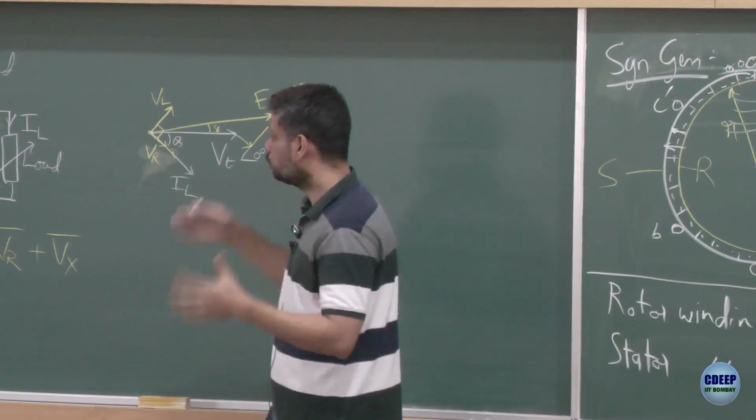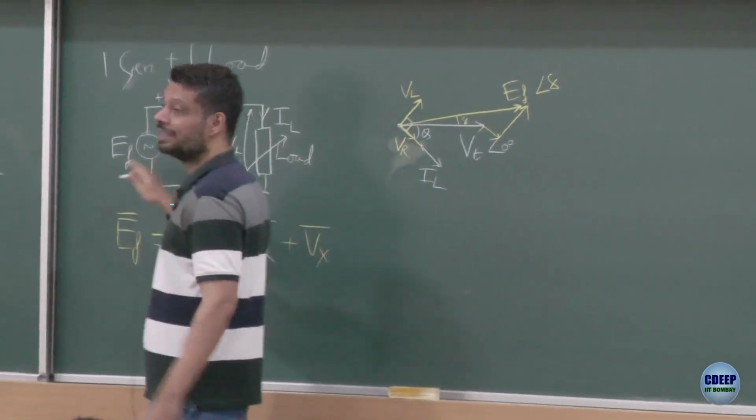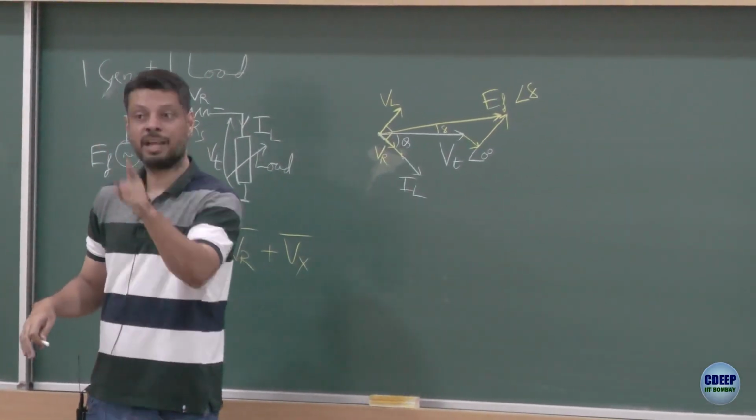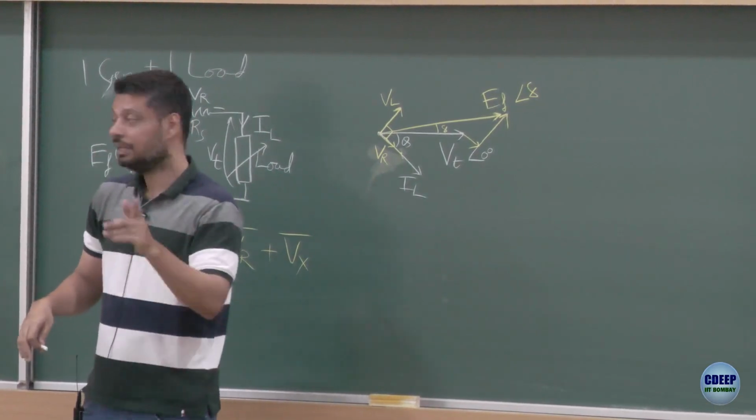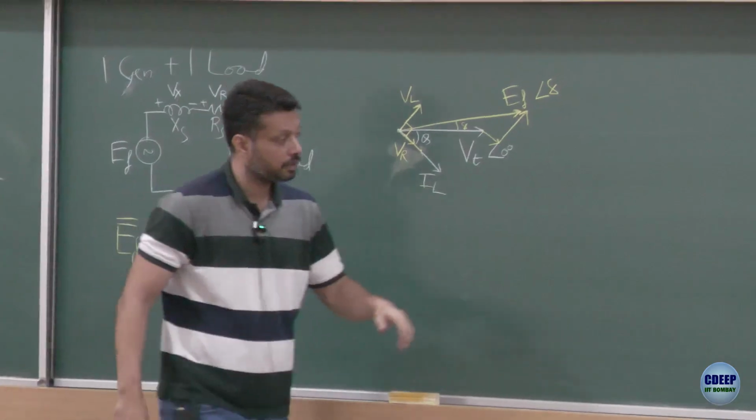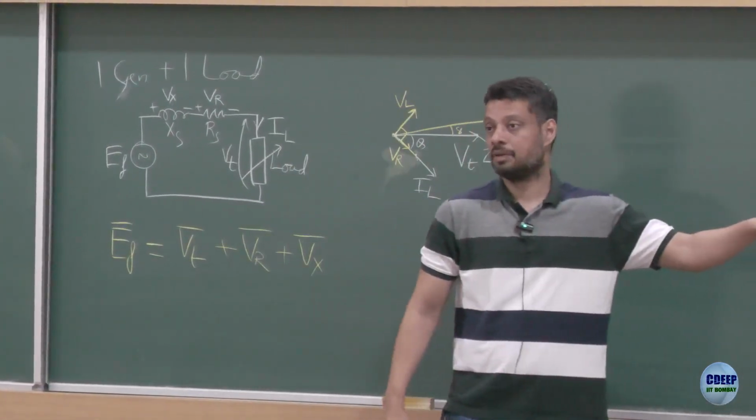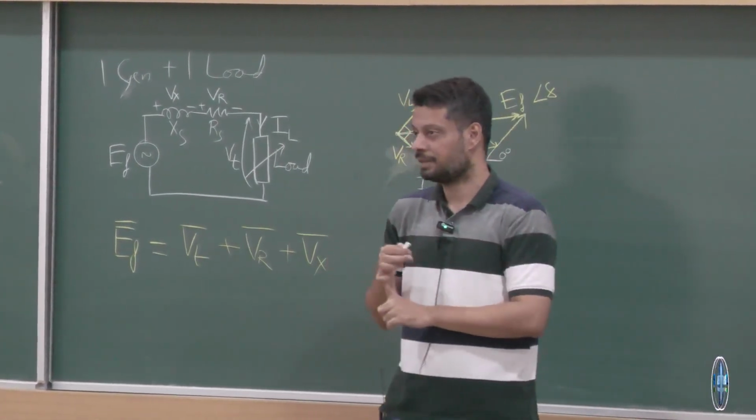Now, if you assume that you are giving the same IF and you are rotating at the same speed, E equals 4.44 N f phi m. If you are keeping the same current, phi m is same.